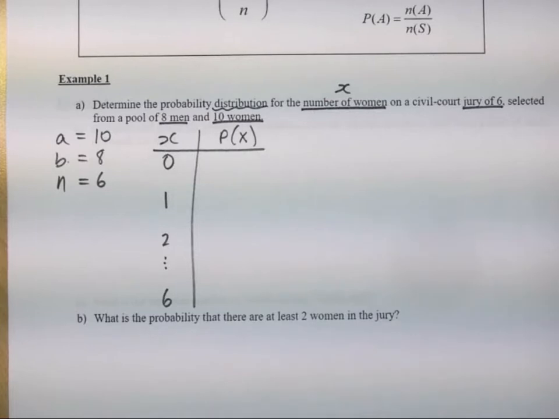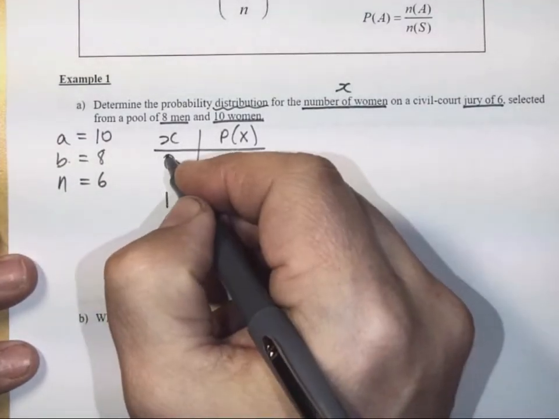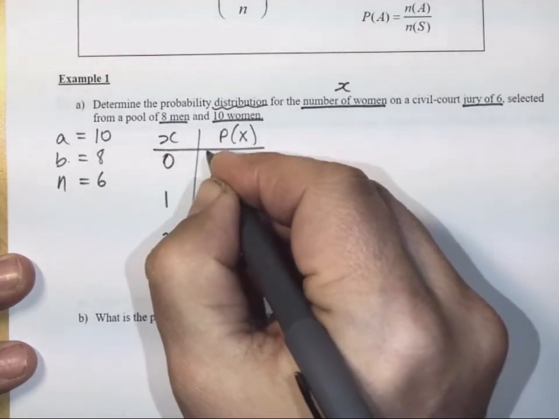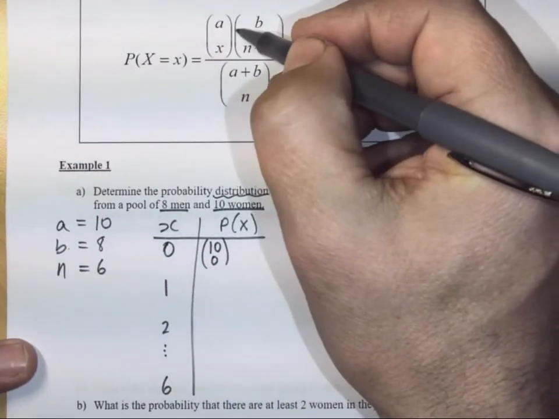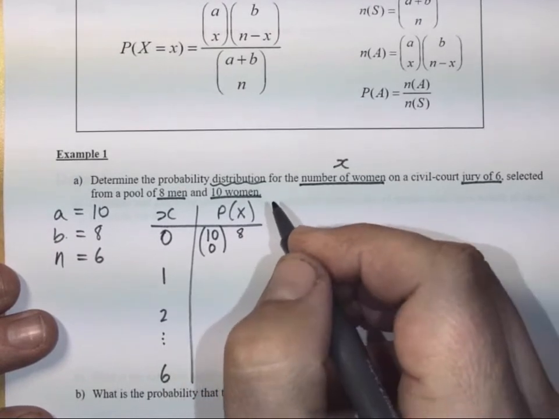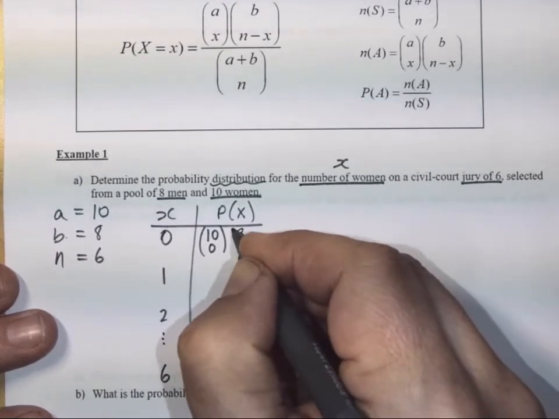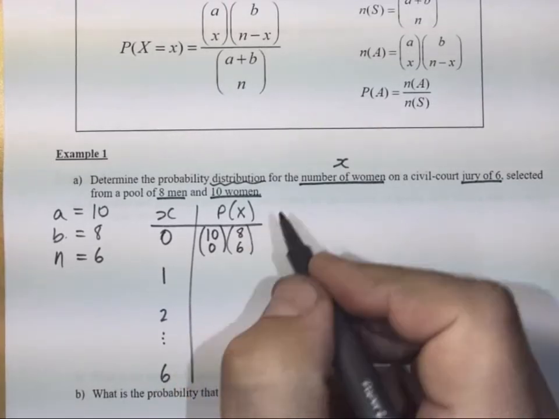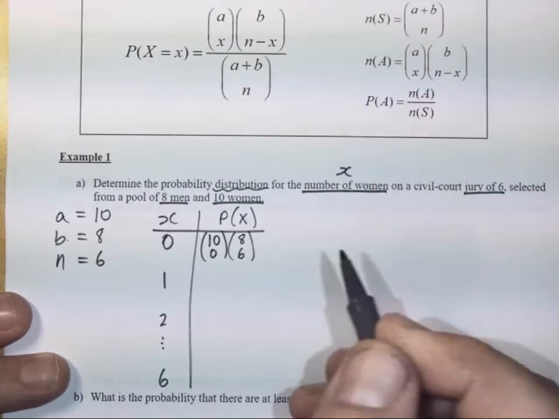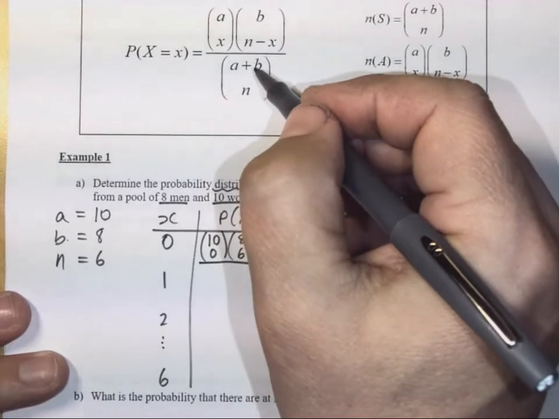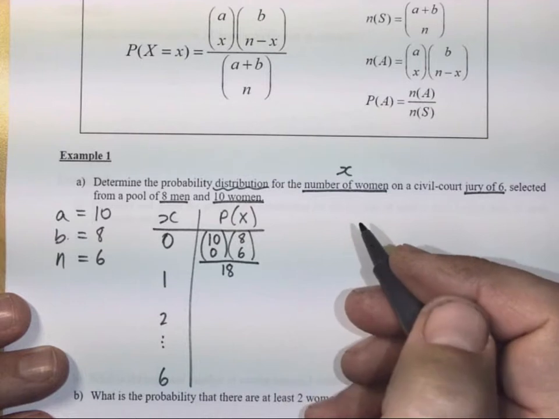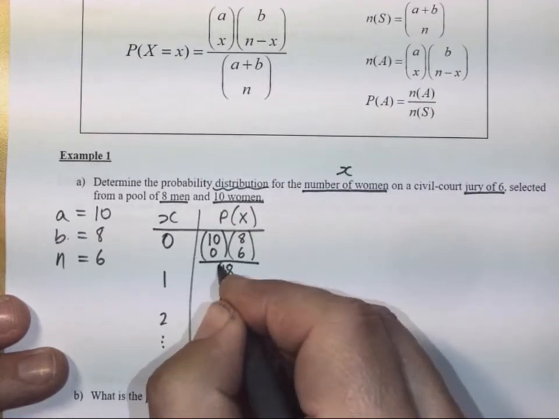And if we have 0 women on the jury, what's the probability of that happening? Let's think about it. Out of 10 women we could have picked from, we chose none of them. That's the same thing as up here, A choose x. Out of the 8 men, we must have chosen all 6 jurors to be men. That's B choose n minus x, or 6 minus 0. Divided by, on the bottom here it says A plus B choose n, because unrestricted we had 18 people to pick from, and we had to choose 6 of them. That's our NS.